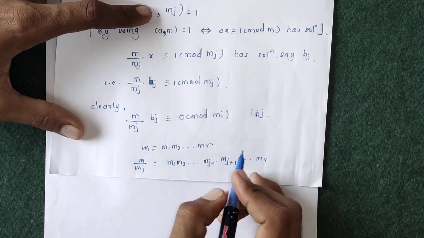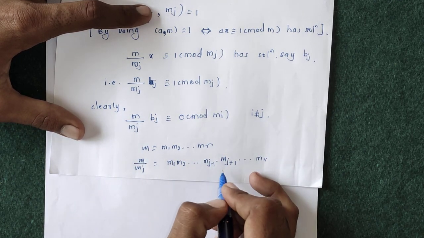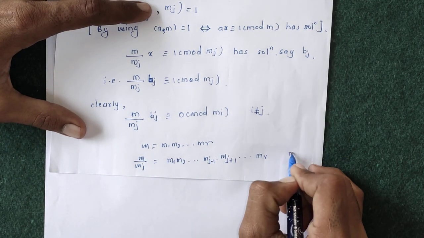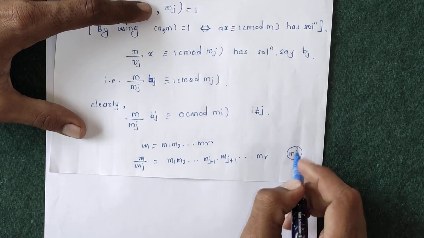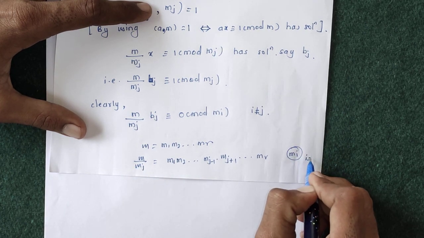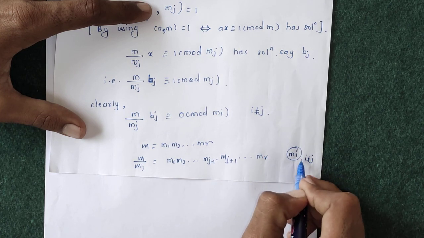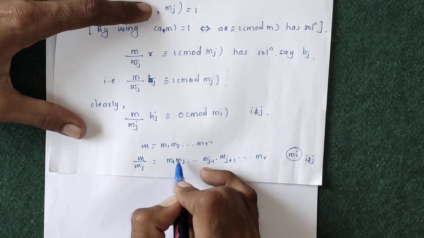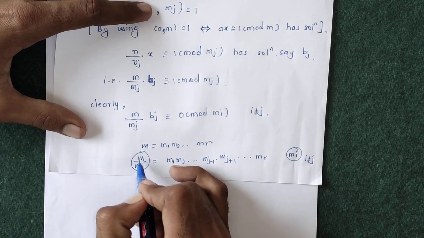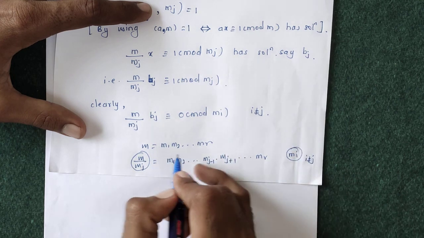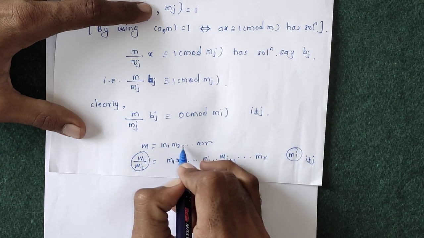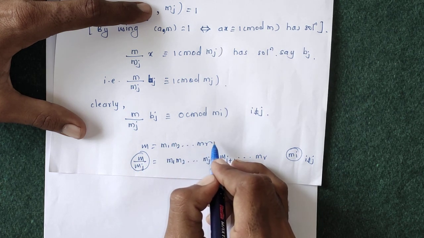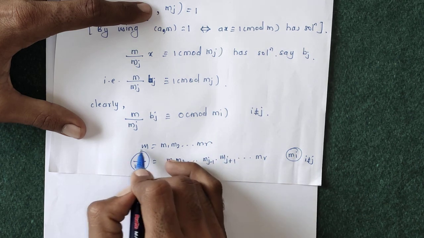We are dividing this number by mj, so we get m by mj equal to this. Now clearly we can say that this m by mj is a multiple of mi, since i is not equal to j. Any other integer mi instead of mj divides this number. For example, if we divide m by m3, then m by m3 is m1, m2, m4 up to mr. Then clearly m1 divides this m by m3.